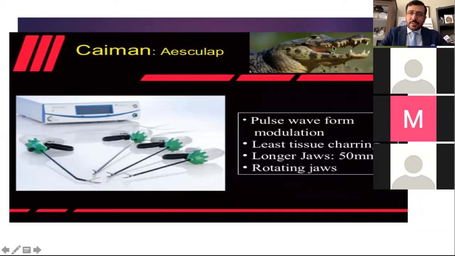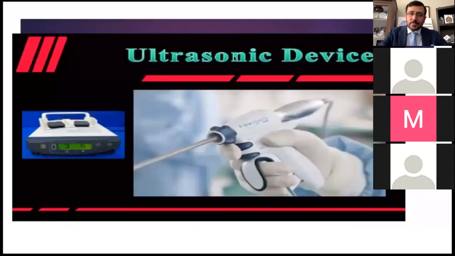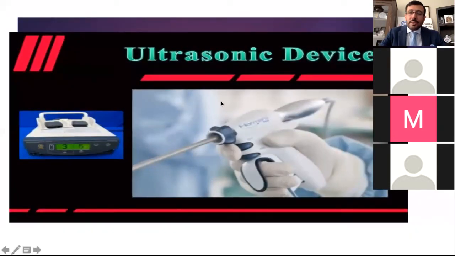Just I put this picture of a crocodile, so you can imagine. This is a big jaw. Also here we have a longer jaw, and then you can easily take the tissue and coagulate your tissue. Yes, ultrasonic, now we will talk about. So that was bipolar. First we talked about monopolar, then bipolar, like LigaSure, Esculap, NSEAL, and now we will talk about ultrasonic devices.